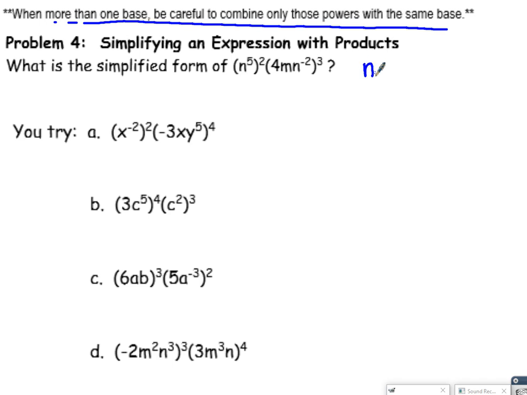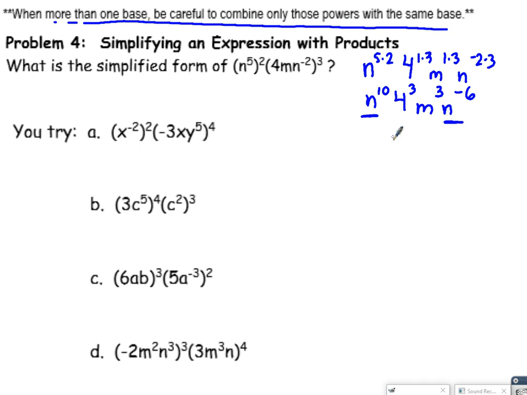n to the 5th squared is n to the 5 times 2. The second part, we have to cube everything. So it becomes 4 to the 1 times 3, m to the 1 times 3, n to the negative 2 times 3. n to the 10th times 4 cubed, m cubed, n to the negative 6. Notice how you have an n to the 10th and an n to the negative 6. So you must add those exponents together.